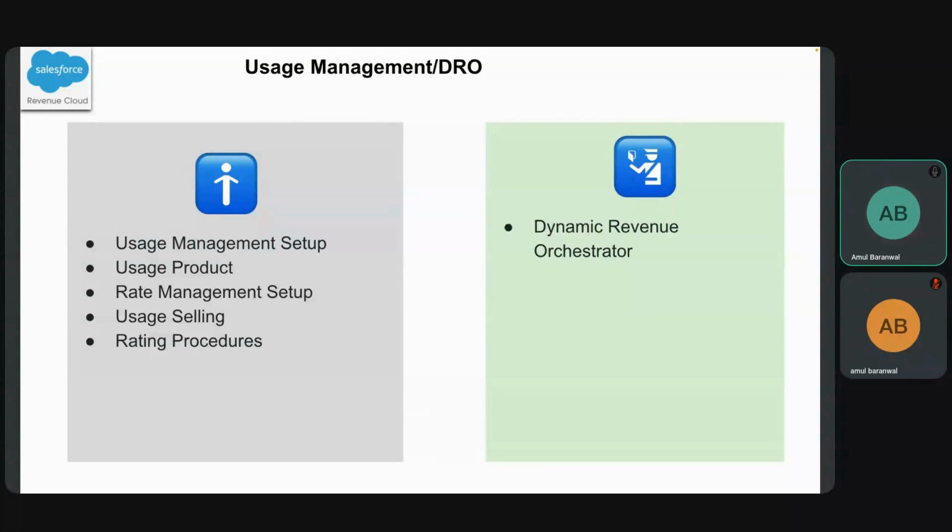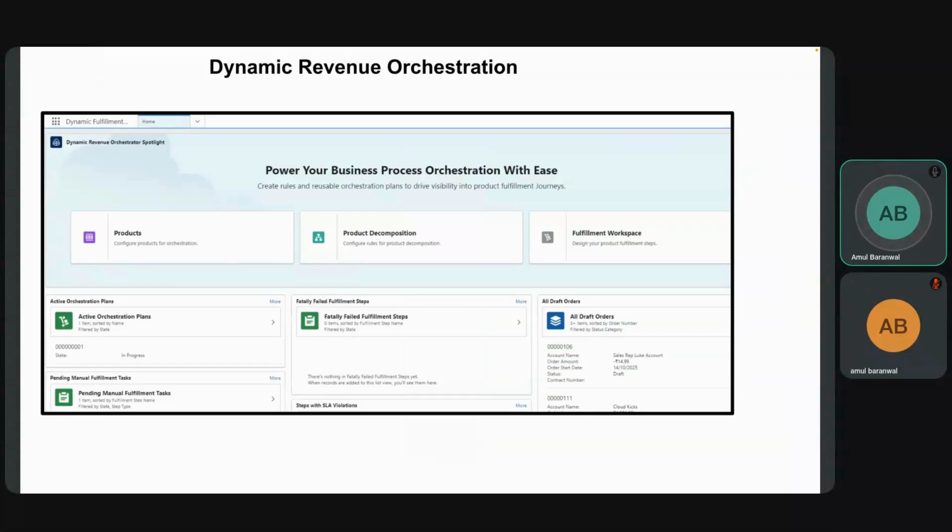Including that, I will also discuss dynamic revenue orchestration. In that, we will see our order fulfillment process. In dynamic revenue orchestration, we will have a fulfillment setup application, and that setup application will tell us how our product decomposition will look. For each and every bundled product, we have a different fulfillment lifecycle, and that fulfillment lifecycle will give us an end-to-end picture of our fulfillment processes.